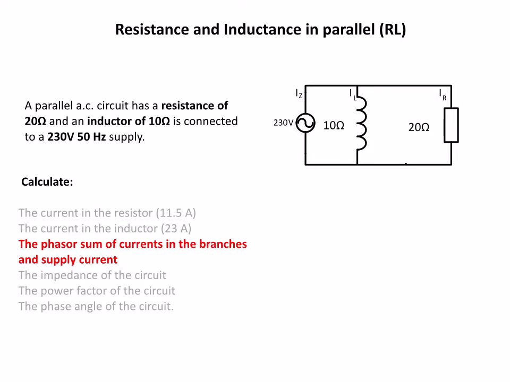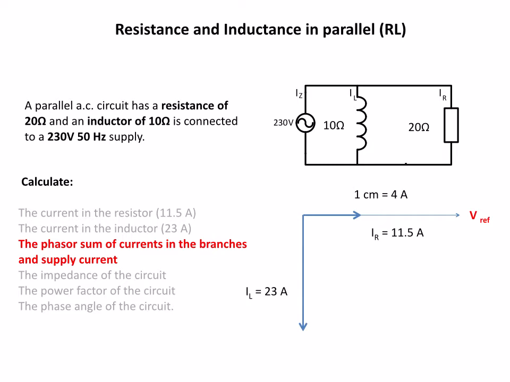The phasor sum of the currents in the branches and the supply current, well, we can find that by drawing the reference, which will be the voltage, because the voltage is constant in a parallel circuit. We can draw the scale of 1 centimeter equals 4 amps, and so we can draw the resistive current along there, 11.5 amps. Remember, resistive current will be in phase with the voltage.